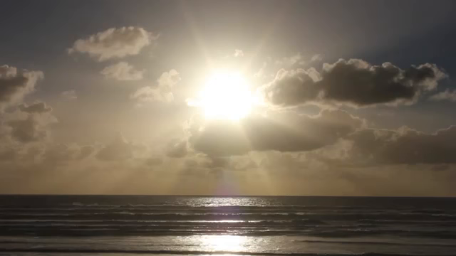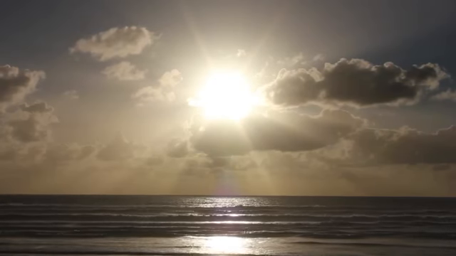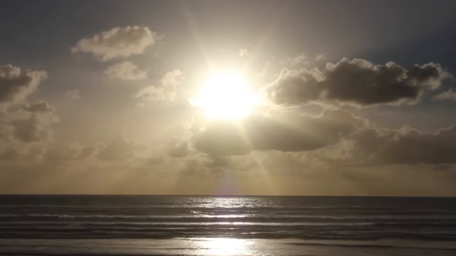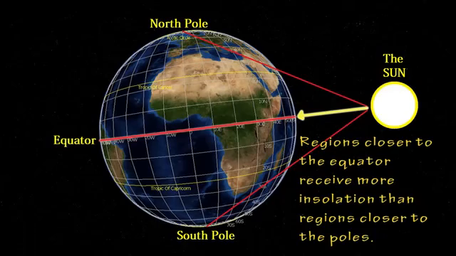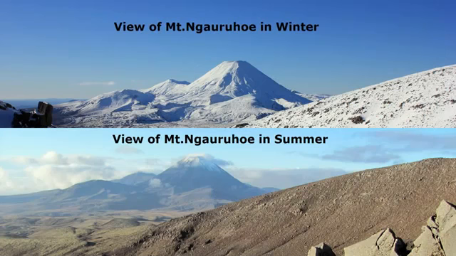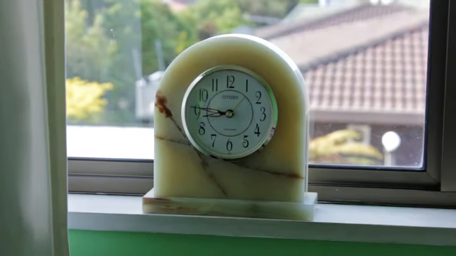Sunshine is the amount of incoming solar radiation received at a particular location. Sunshine is also known as insolation. The amount of sunlight that a particular location receives will depend on factors such as latitude, the weather, the seasons of the year, and the time of day.